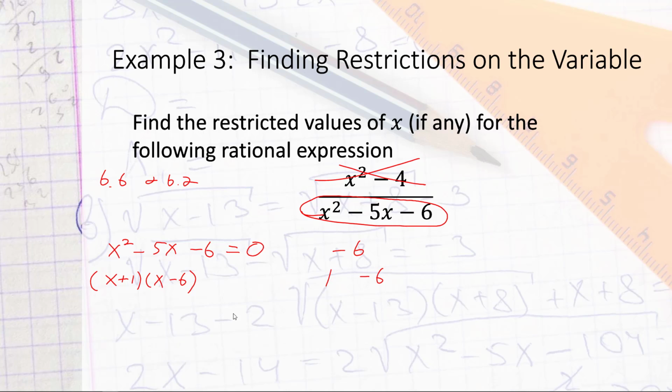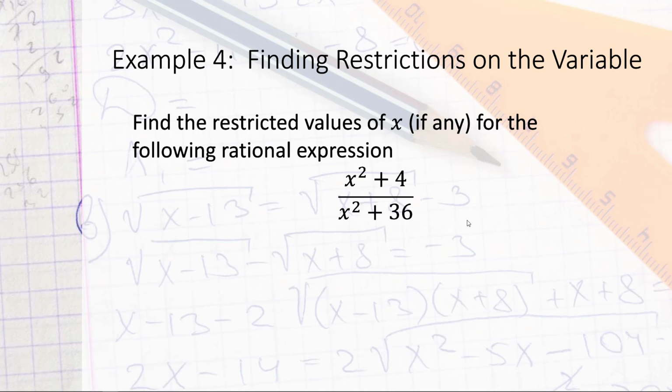Now, using our zero factor property, we know that this will be true whenever this factor, x plus 1, is equal to 0, or when the other factor, x minus 6, is equal to 0. Of course, the former occurs when x is equal to -1. The latter occurs when x is equal to 6. And these are the two values of x that must be excluded from this rational expression.